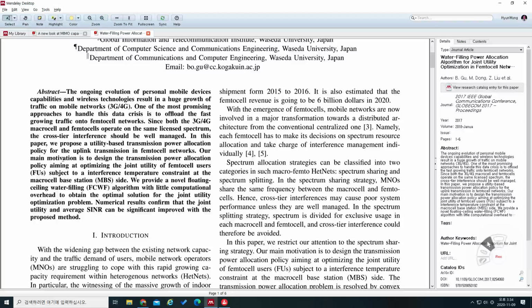Our main motivation is to design the transmission power allocation policy aiming at optimizing the joint utility of femtocell users (FEU), subject to the interference temperature constraint at the microcell base station (MBS) side. We provide a novel floating ceiling water filling (FCWF) algorithm with little computational overhead to obtain the optimal solution for the joint utility optimization problem. Numerical results confirm that the joint utility and the average SINR can be significantly improved with the proposed methods.